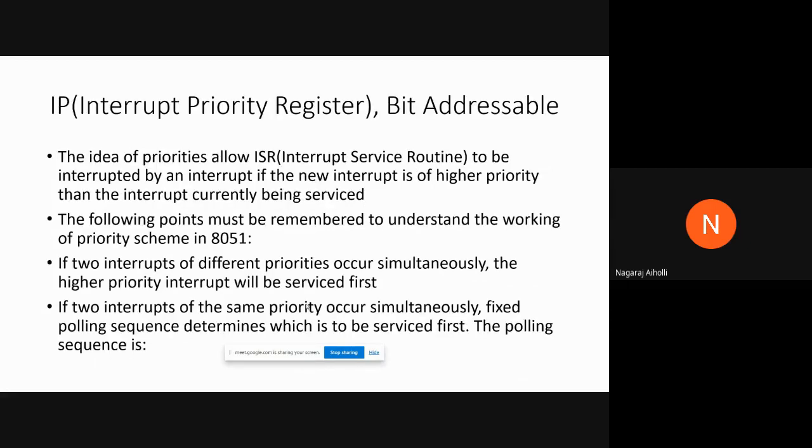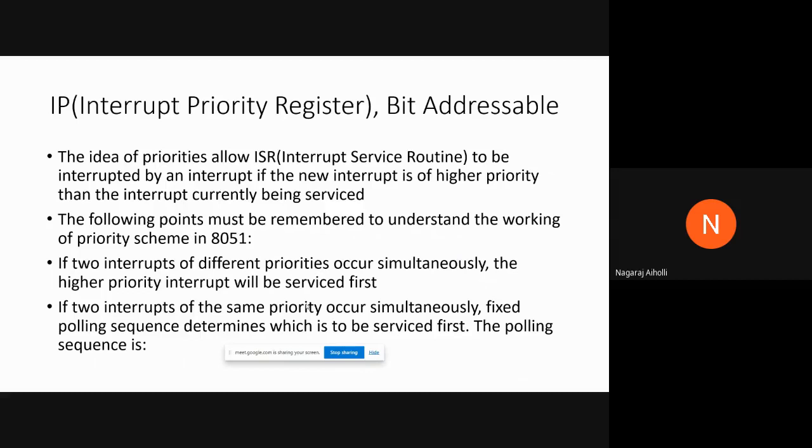Next, we'll move on to the interrupt priority register, or first the concept of interrupt priority. The idea of priority allows the interrupt service routine to be interrupted by an interrupt if the new interrupt is of higher priority than the present interrupt. When there is an interrupt, the subroutine which provides service to the interrupt is called the interrupt service routine, or ISR.